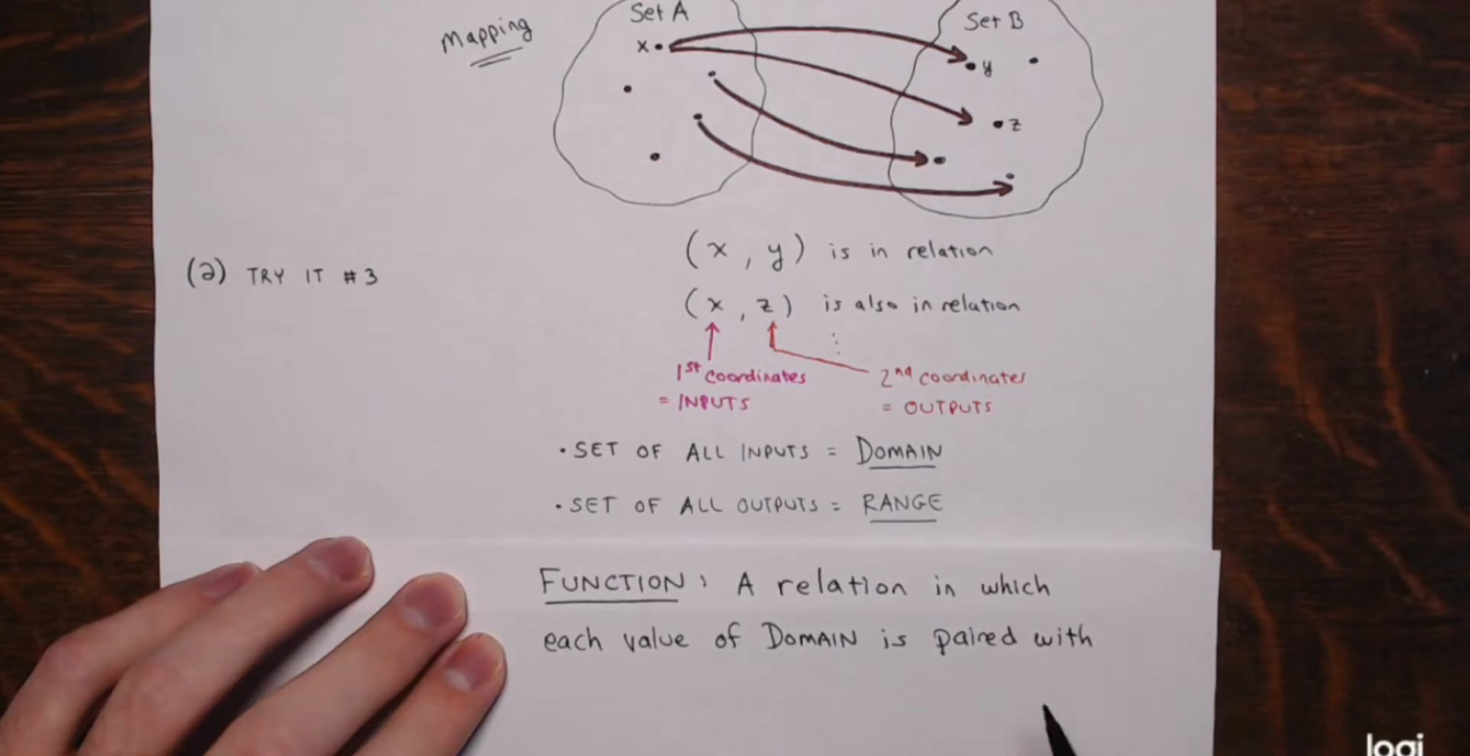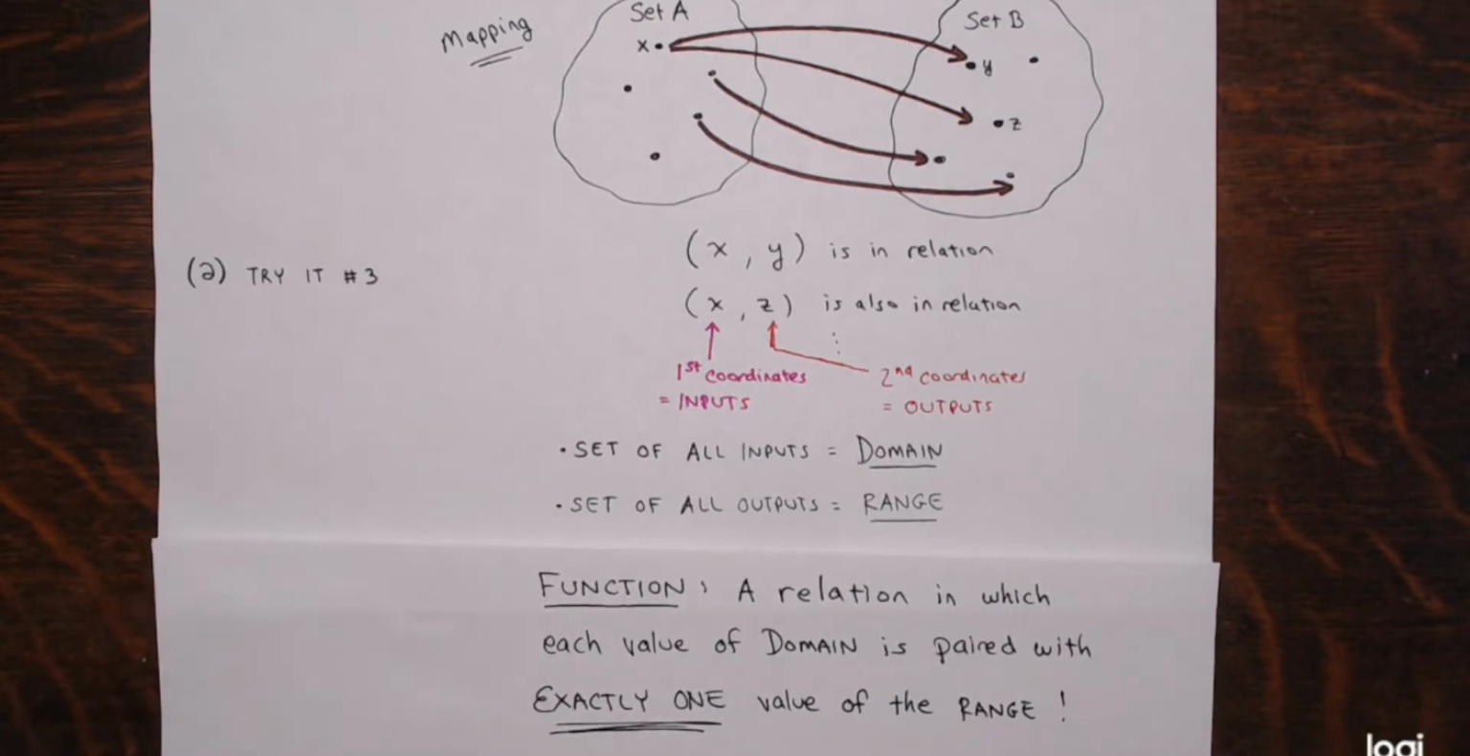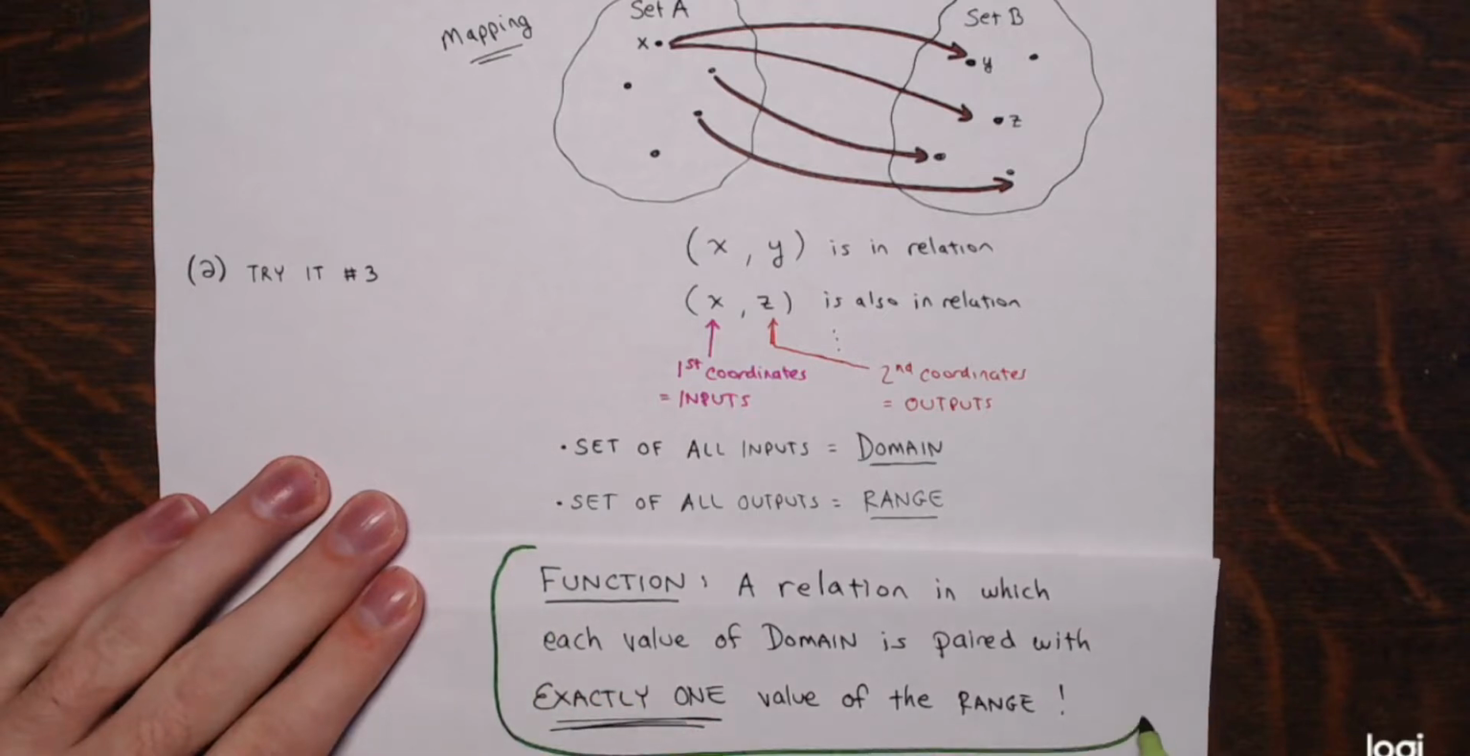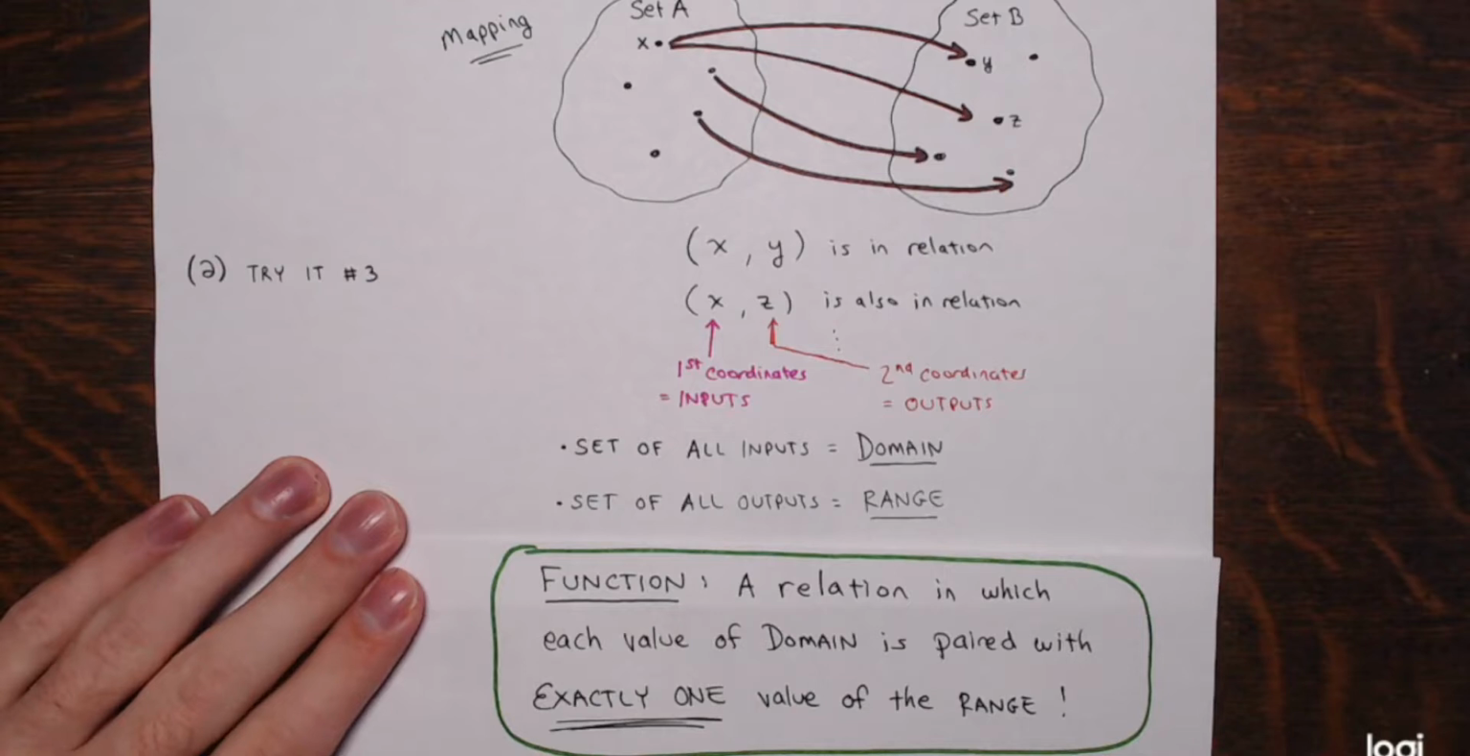Or corresponds to, is paired with, but is paired with exactly one. No more than one. Exactly one value of the range. So I'm going to put this in a box. This is very, very important. This is what we're basing the entire rest of the video on: the definition of a function.